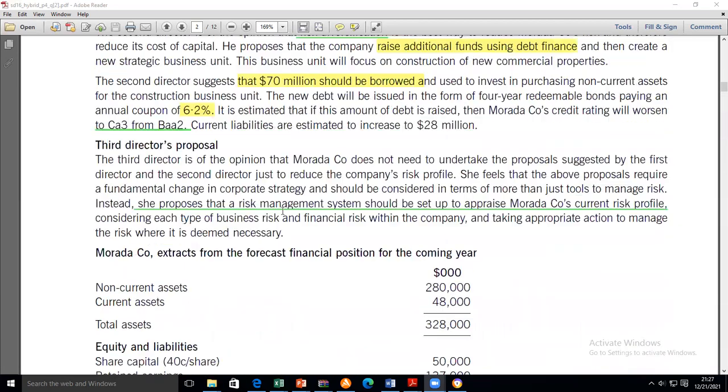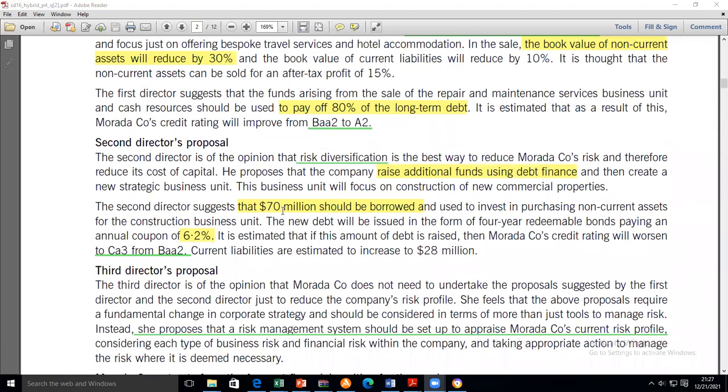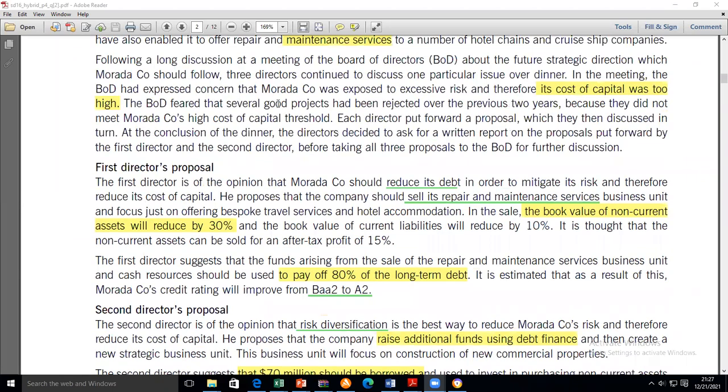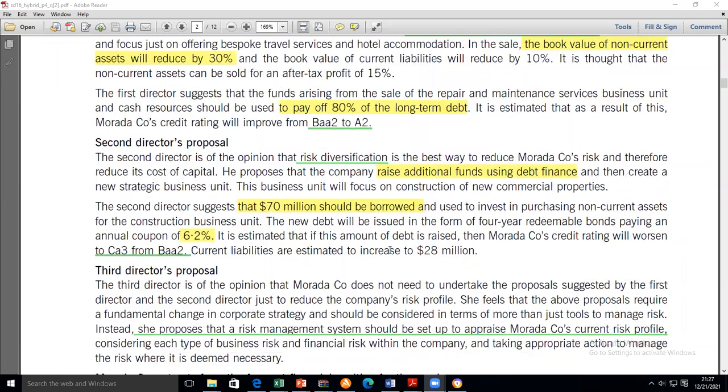We come back here. They are telling us a story about the first director. And the story concludes by saying it is estimated that if this amount of debt is raised, then the credit rating will worsen to Ca3 from Ba2. It is estimated that as a result of this, the company's credit rating will improve from Ba2 to A2.